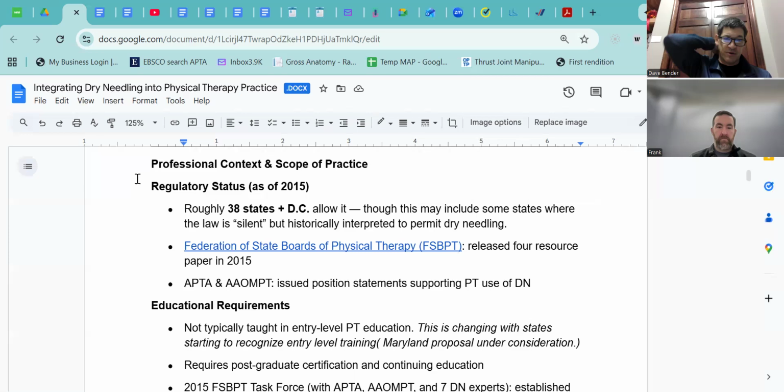The Federation of State Boards of Physical Therapy released a resource paper back in 2015, defining the scope of dry needling within physical therapy practice and the knowledge, attributes, and skills that should be involved in it. Much of what we do in this training is to cover a lot of those areas as far as safety, concern, patient awareness, and scope. APTA and AOPT also issued position statements supporting PT and the use of dry needling over this period of time.